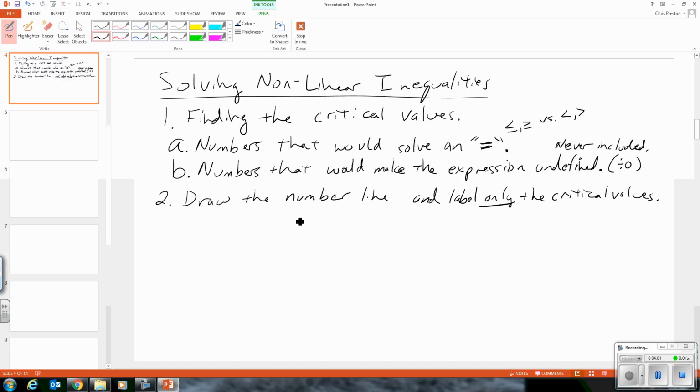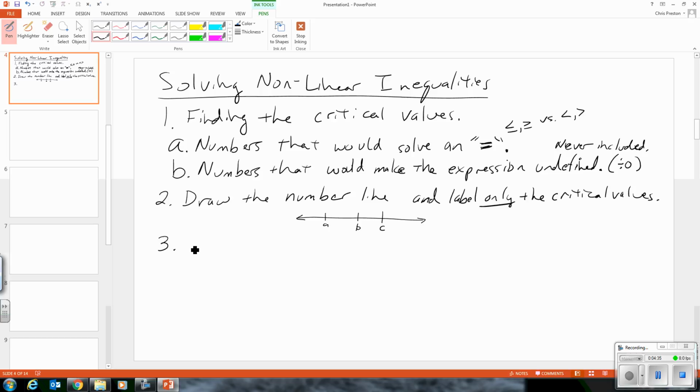And so you're going to get a graph, let's say you had three critical values. You got an A, you got B, and you got C, right? So you got these three critical values. And you might have more, you might have less, but it's just to give you an idea of what's going on here before we do an example. What's happened here is the number line has been divided into four intervals. Numbers less than A, numbers between A and B, numbers between B and C, and numbers greater than C.